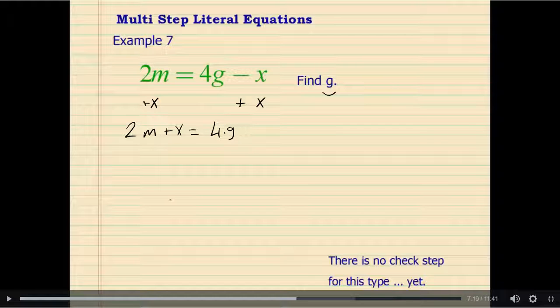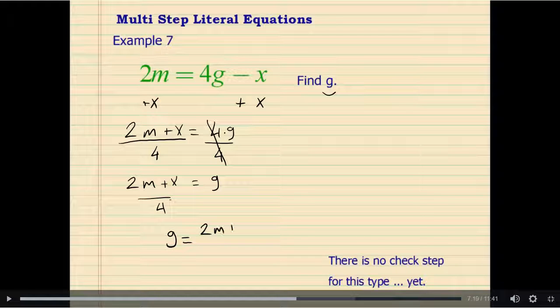Now, 4g is 4 times g. In order to undo the multiplication, we're going to have to divide each side by 4. When I divide the other side, I need to divide the entire side by 4. These simplify to 1. g is equal to (2m plus x) over 4. We can rewrite it as g is equal to 2m plus x divided by 4, the simplest form, or it looks nicer this way.